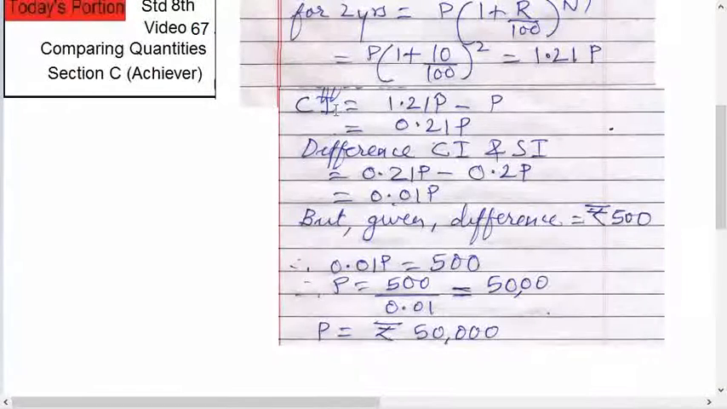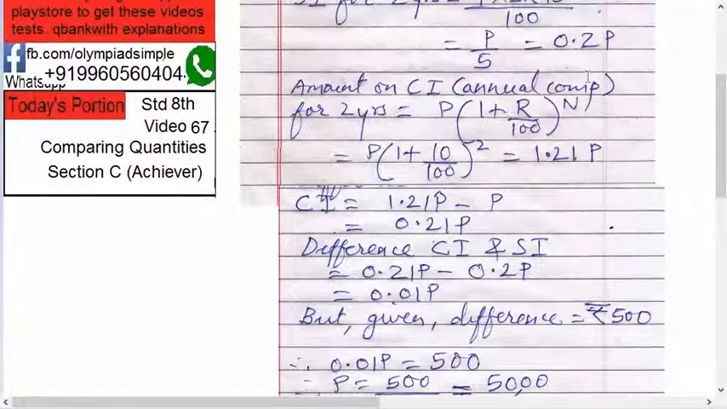How to find CI? CI equals A minus P, means amount minus principal. So 1.21P minus P, that is 0.21P, right? So now you have got CI. Also you have got SI.